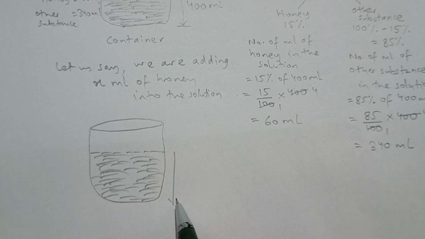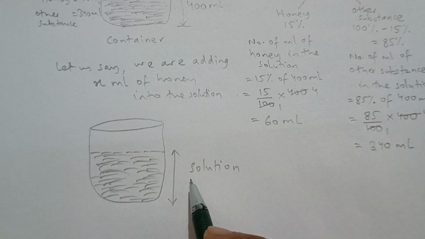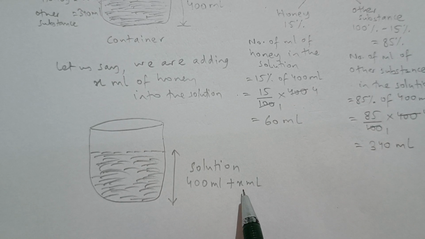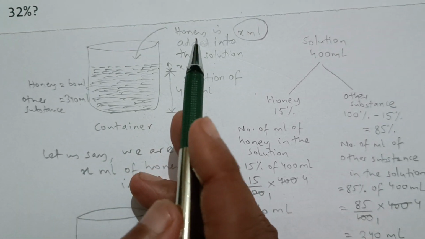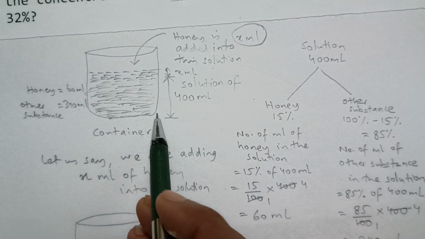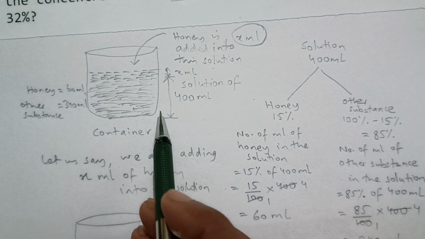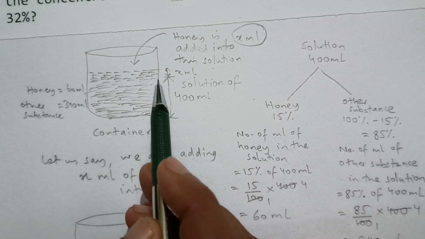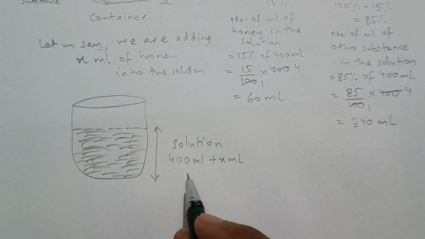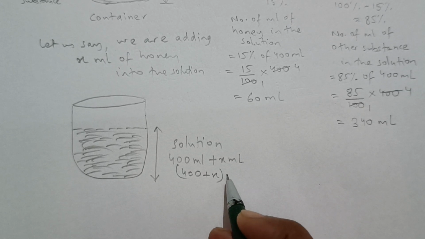So this is now our solution. And this solution is 400 milliliters plus x milliliters, because we have added x milliliters of honey into this solution. Earlier this solution was 400 milliliters. After adding x milliliters of honey, the solution has now become 400 milliliters plus x milliliters, which is 400 plus x milliliters.